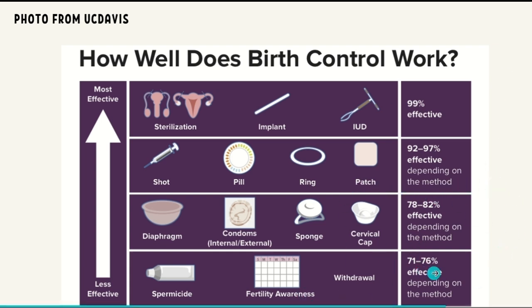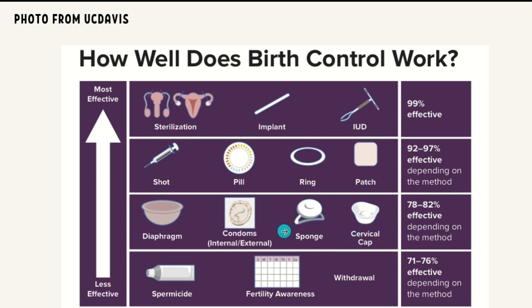The next step is, and these are the least effective: spermicide and fertility awareness, meaning that you would track your cycle to be aware of when you're ovulating, because that's the time when someone is most likely to get pregnant, right? For some reason. We don't know the science behind that, but whatever. So less effective, 71 to 76% effective.